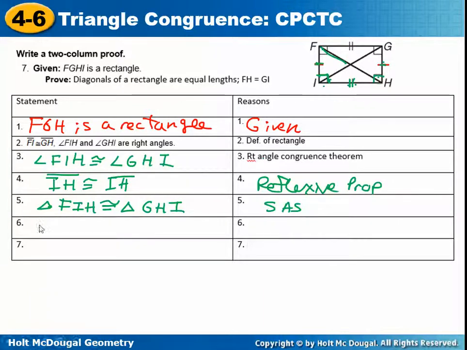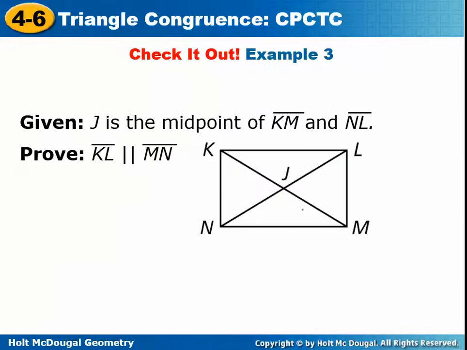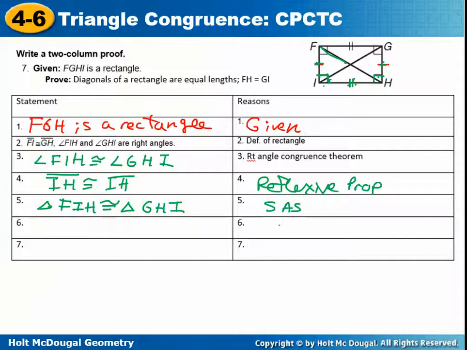And then I can show that, sorry about that, I can show that by CPCTC, all the corresponding parts are congruent. So let's see. What do I need to show? I need to show that the third side, FH, is congruent to GI. They're congruent by CPCTC because they're both the third side of their triangles.